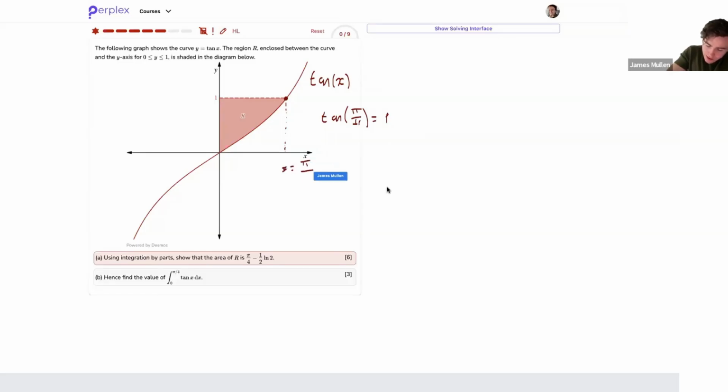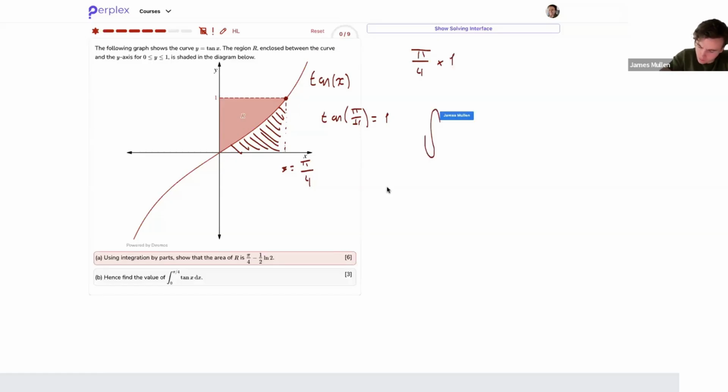All right, and therefore I'm actually looking for this area here. I can draw that a little bit better. I'm looking for this area here, which complements the area that I found in part A to form a rectangle. And the rectangle is going to have an area of pi over 4 times 1.